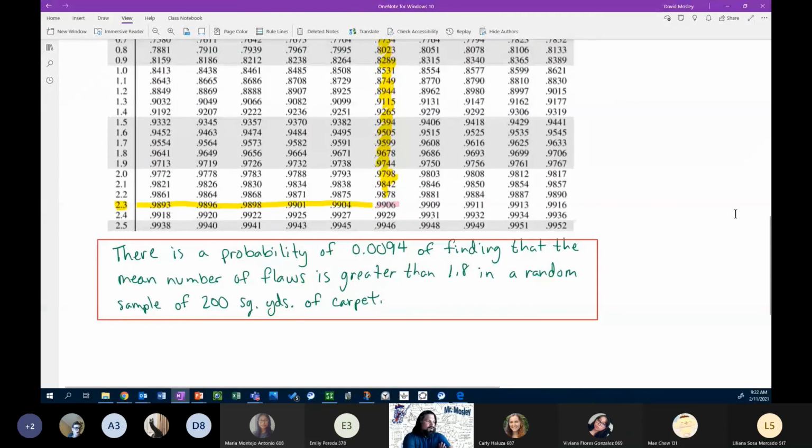So there's a probability of 0.0094 of finding that the mean number of flaws is greater than 1.8 in a random sample of 200 square yards of carpet. And we've answered the question.